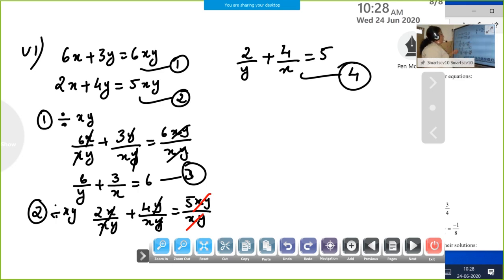Okay, this is again in the form of the first question: 6 by y plus 3 by x is equal to 6 and 2 by y plus 4 by x is equal to 5. Therefore, this is also homework. Substitute 1 by y is equal to v and 1 by x is equal to u, convert into linear equation form, and find the value of x and y.